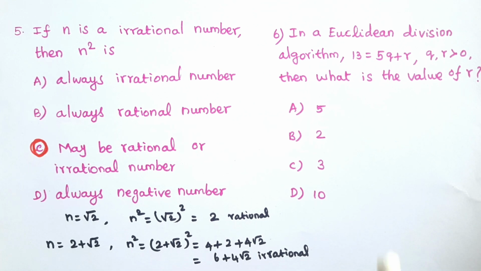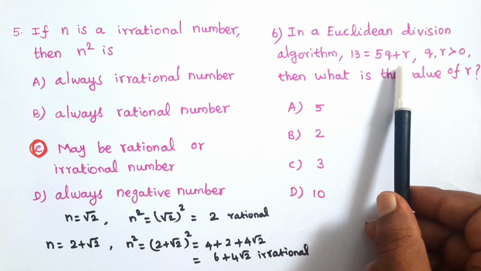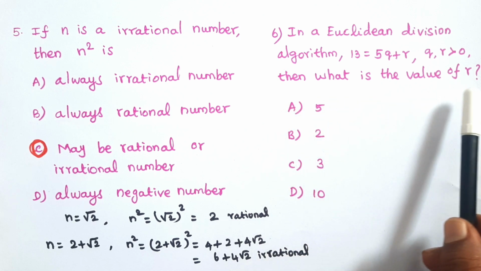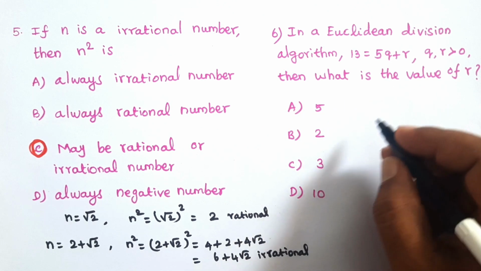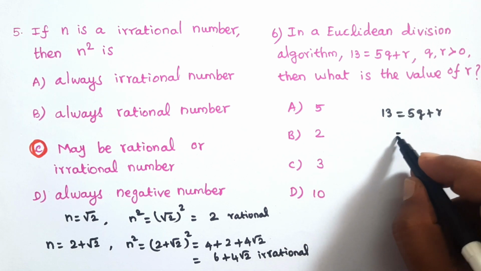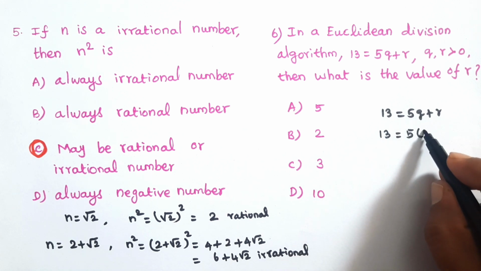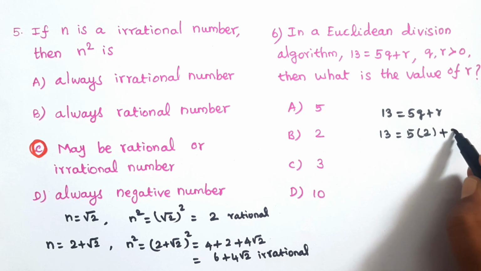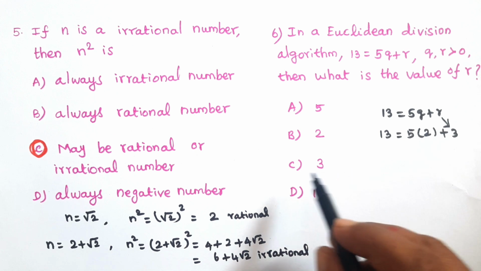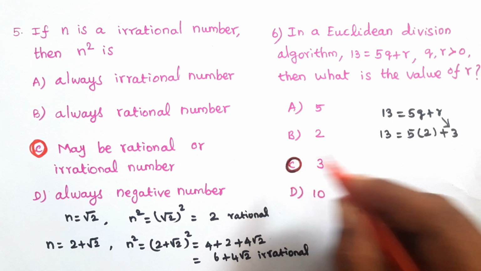Next, question number 6. In the Euclidean division algorithm, 13 is equal to 5q plus r, where q and r are greater than 0. Then what is the value of r? Given 13 is equal to 5q plus r, we write 13 in the form of 5 into 2, that is, 2 times 5, 10, plus 3. Comparing these two, we get r is equal to 3. Option C is the correct one.